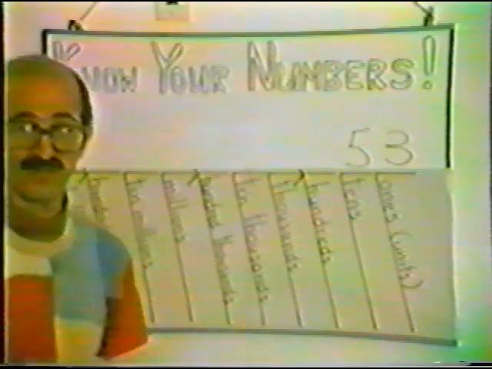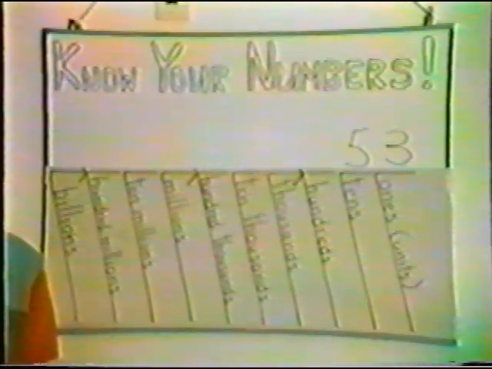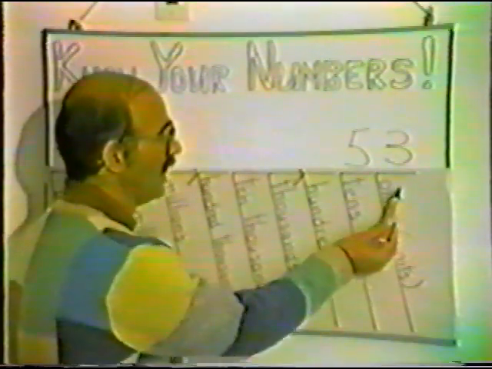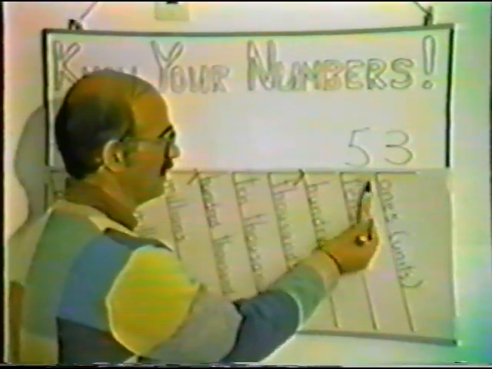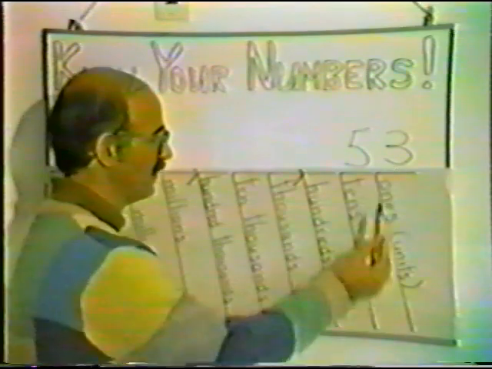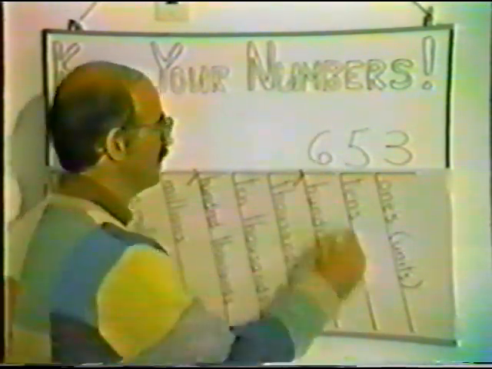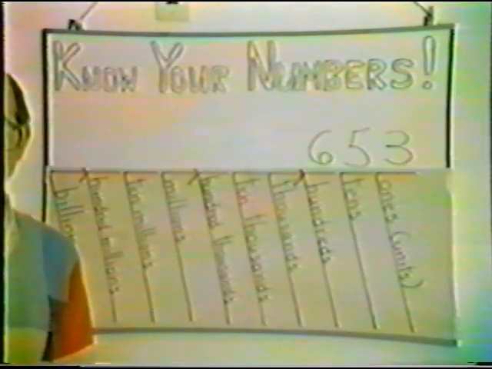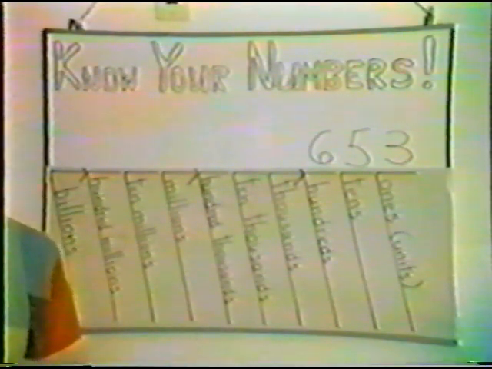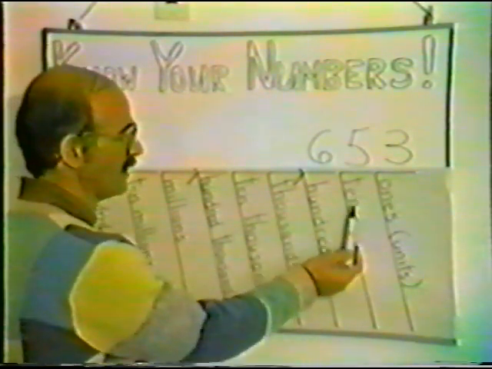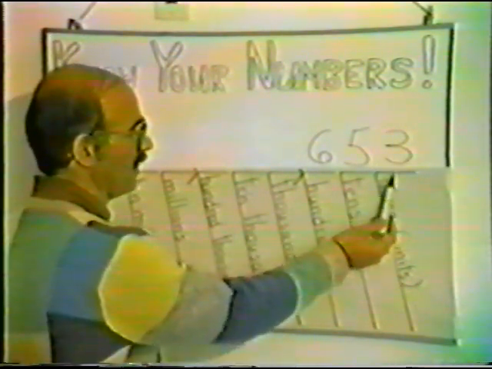Now, what number is it? 53. Yes, 5 tens and 3 ones. What number is that? 653. 6 hundreds, 5 tens, 3 ones.